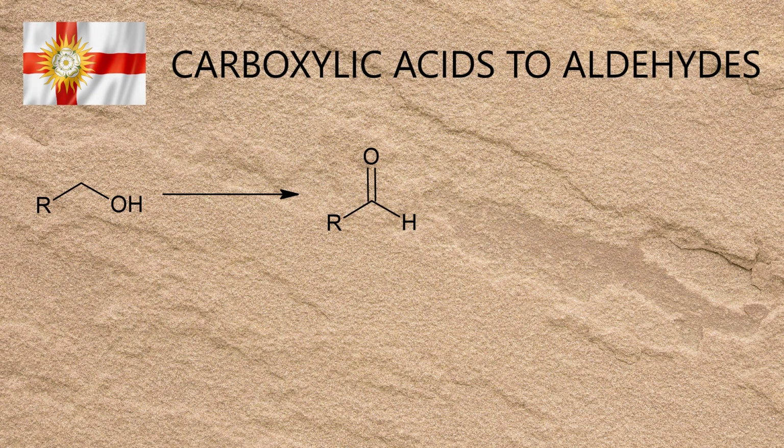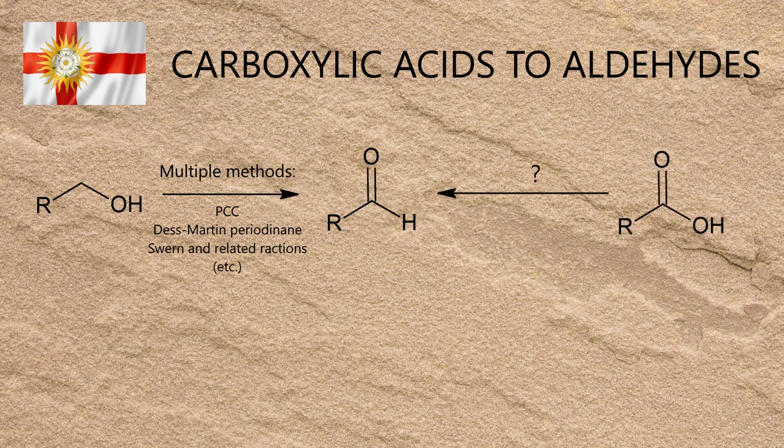It's fairly easy to oxidise a primary alcohol to an aldehyde without over-oxidising it to the acid. Numerous reagents have been developed for that very purpose, and I've demonstrated one of them in a previous video. What's not so easy is to selectively reduce an acid derivative to an aldehyde, in other words to approach the aldehyde from the other direction.